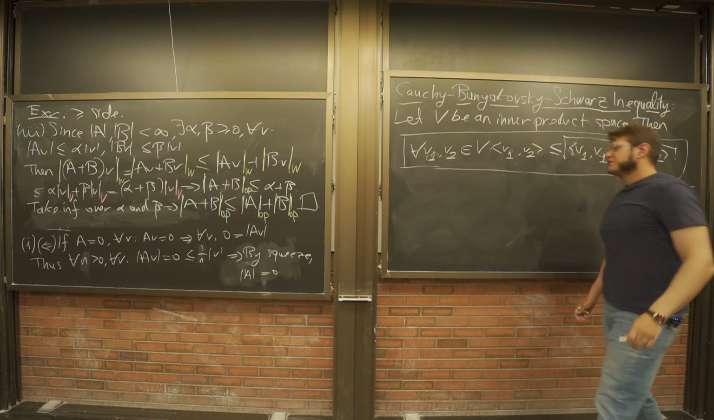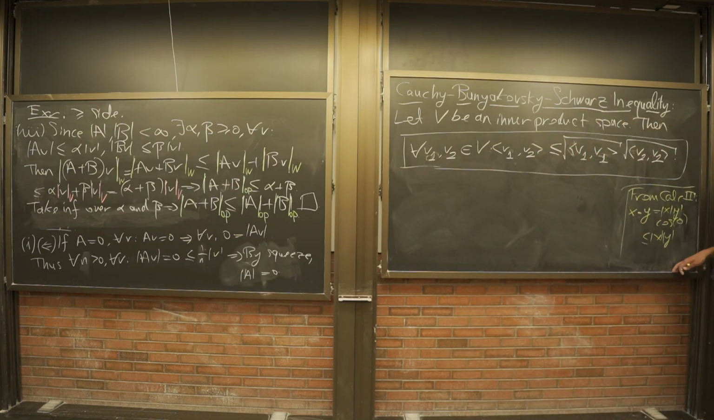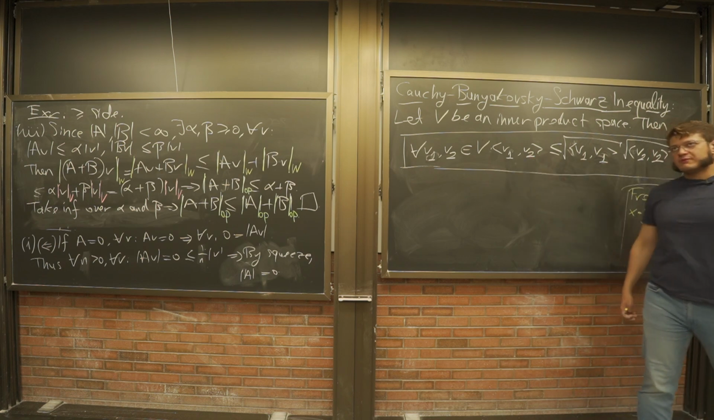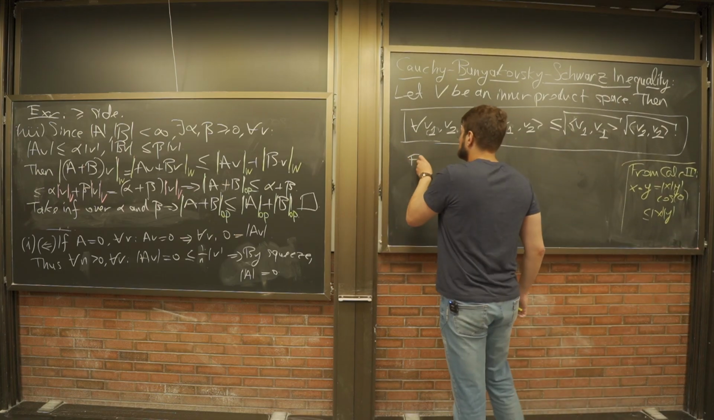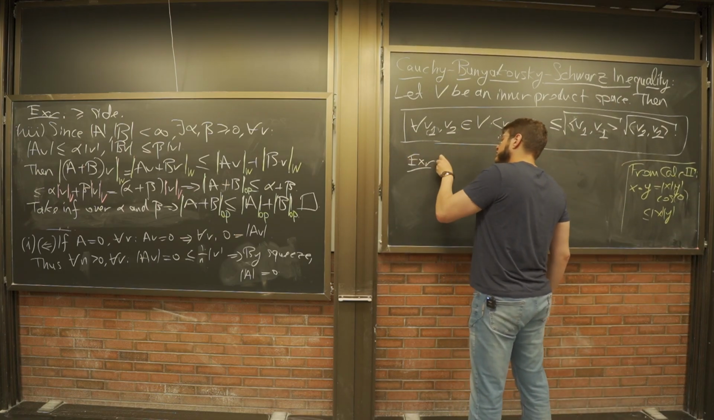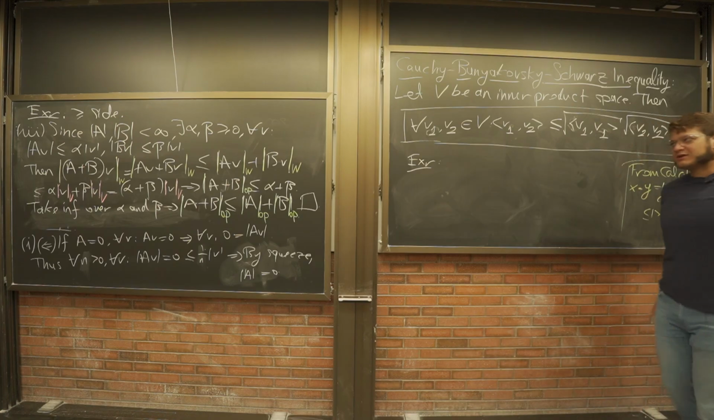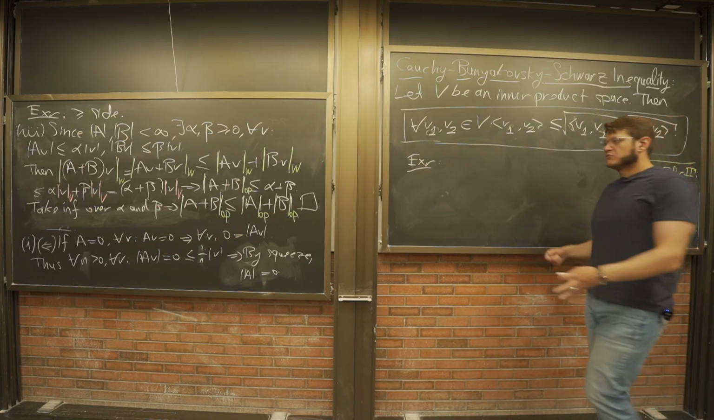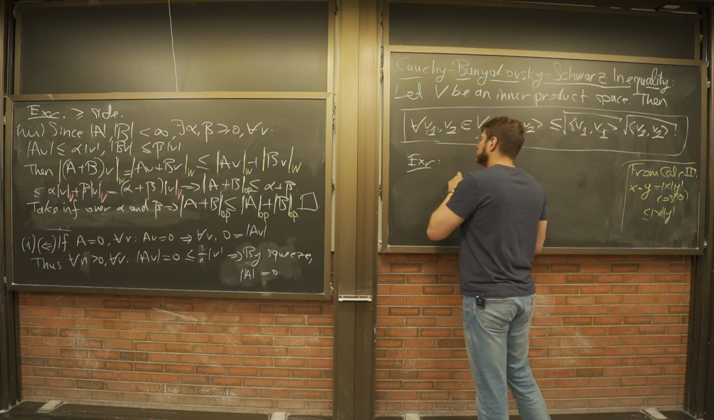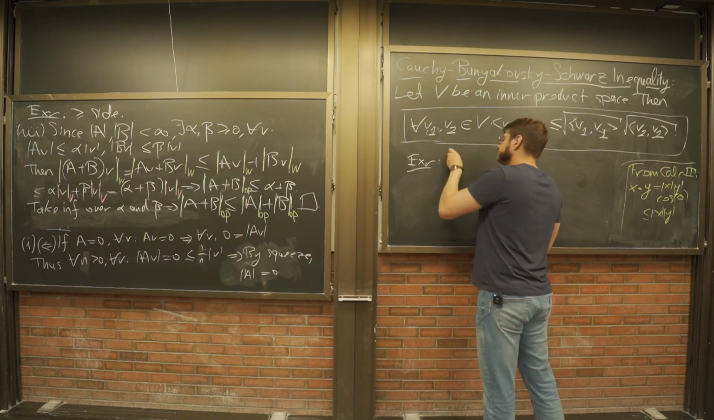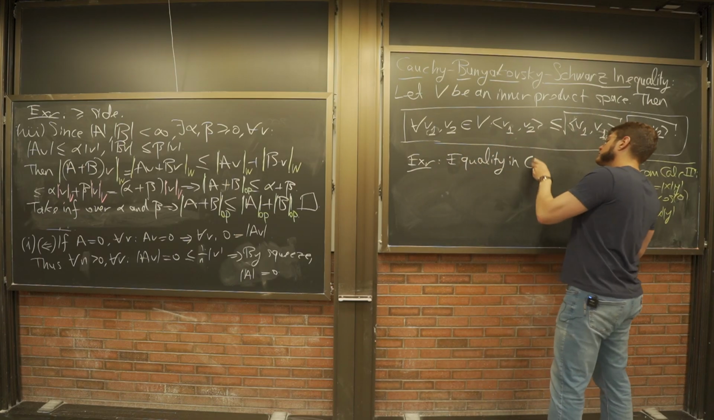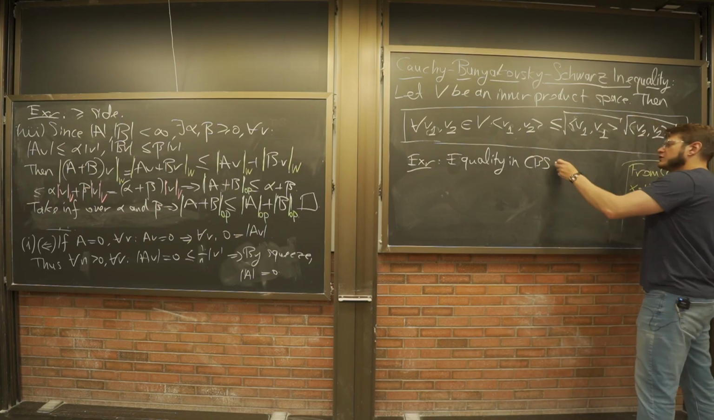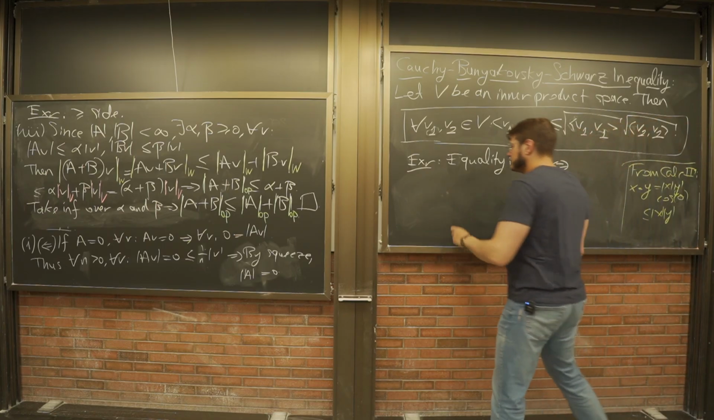And in fact, immediately as an exercise, I'm going to give you the following. Equality holds if and only if v2 is proportional to v1. In other words, they are linearly dependent. This is very good. And in fact, if you think about the proof that I'm going to write in a second, you're going to be able to see how we can get this. Equality in Cauchy-Bunyakovsky-Schwarz if and only if v1, v2 are linearly dependent.